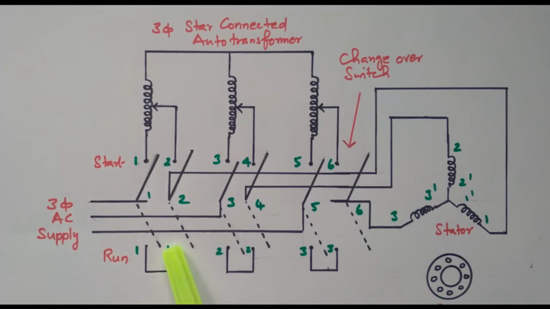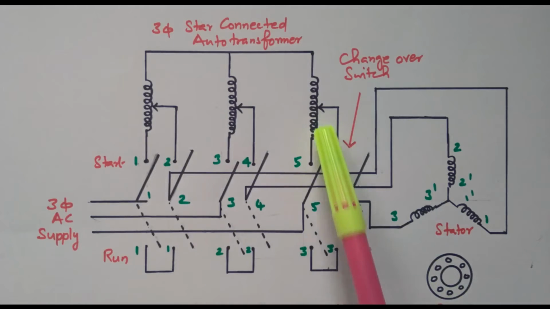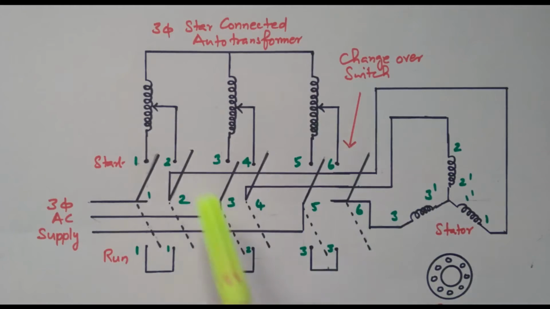The run position is simply a short circuit, so the entire voltage is applied. So this is the three-phase AC supply, and we have the three-phase induction motor. The stator is connected to the three-phase supply through the changeover switch. The star connected auto transformer is available at one end, and the other end is short circuited. This end is called the starting position, and this one is the running position.